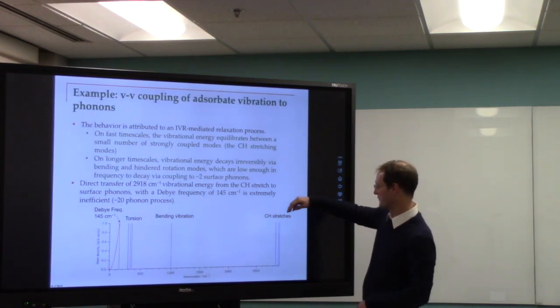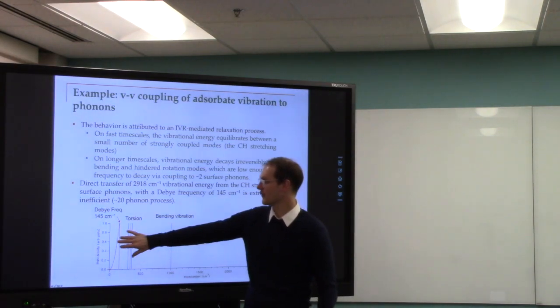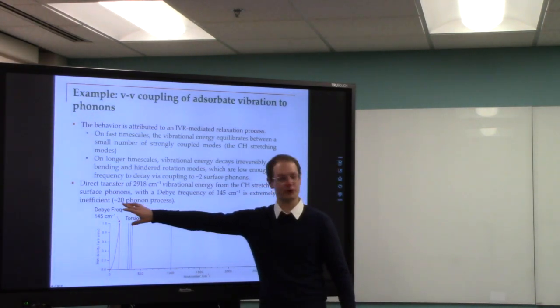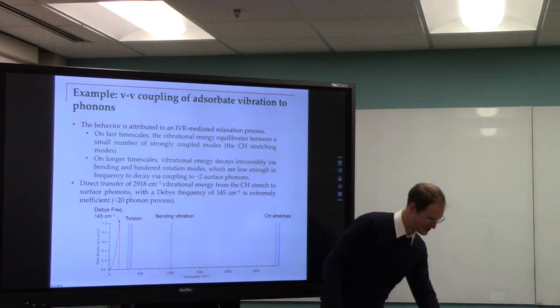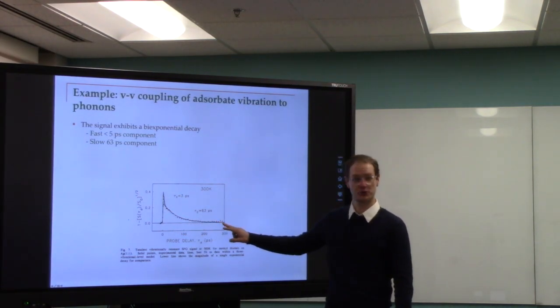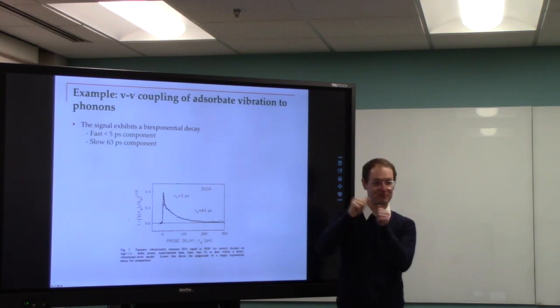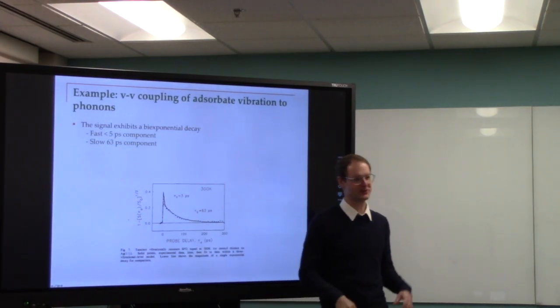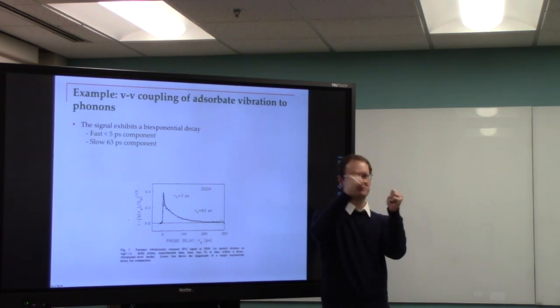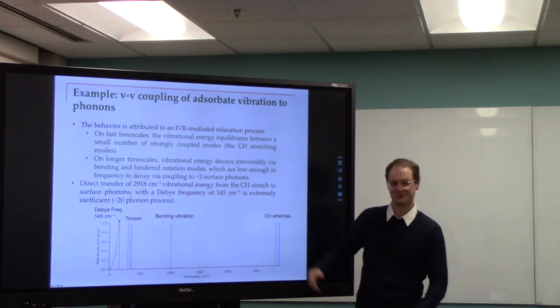But direct transfer of 3,000 reciprocal centimeters of vibrational energy from the CH stretch directly to the surface phonon would be a 20 phonon process, and so it's really unlikely. That's the reason why this decay happens on a fairly long time scale for vibrational motion, right? A vibration takes about a femtosecond. So a picosecond is many, many vibrations of the CH bond before it gets dissipated into the solid. The CH bond stretch has to vibrate over 1,000 times before it can lose its vibrational energy to the surface. And the reason is because there's an energy mismatch.